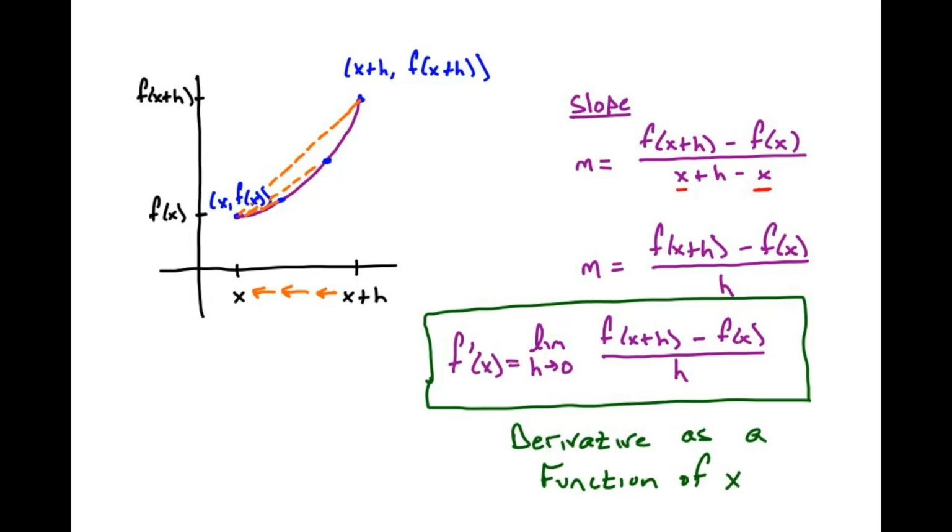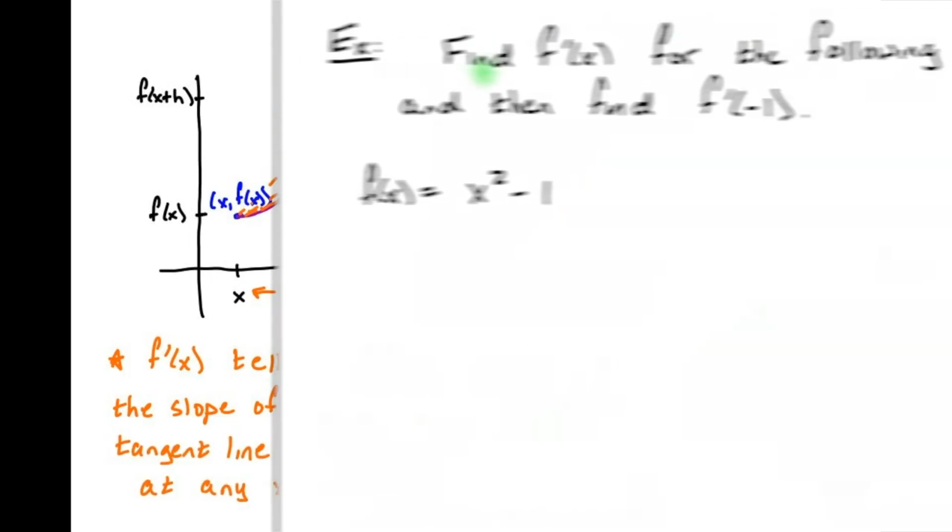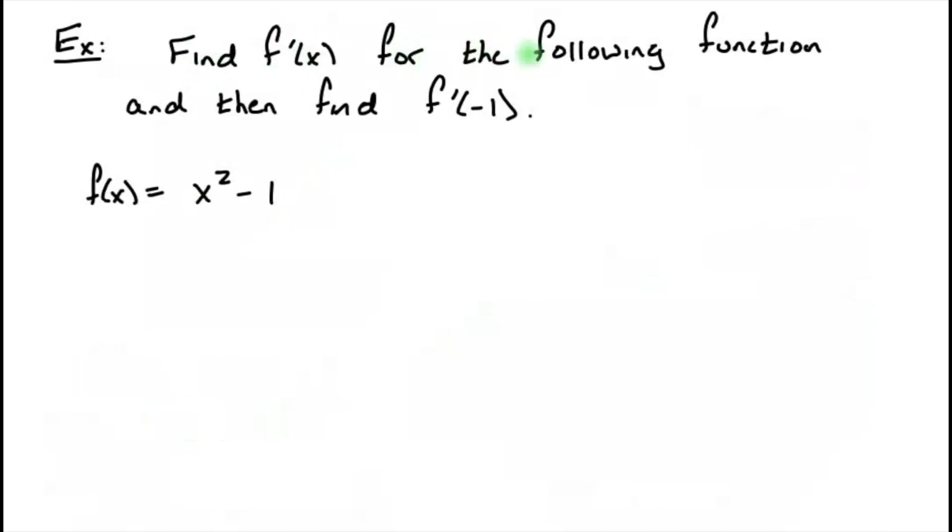Now I want to emphasize before we move on that all we're finding when we find f prime of x is the slope of the tangent line to f of x at any value x that we want. Now let's apply this to an example. Let's find f prime of x for the following function, and then find f prime of negative 1.